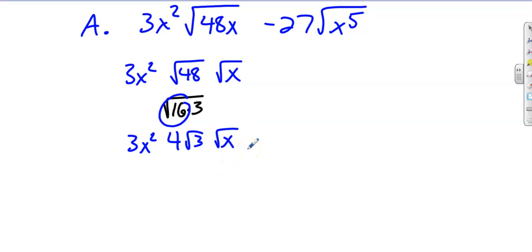Again, we had the square root of x, so we had 3x squared times 4 square root of 3 times the square root of x. So all this stuff on the outside you can multiply together. It's 4 times 3, so that would be 12x squared. And on the inside, you've got a 3 times the x, so you can make that 3x.